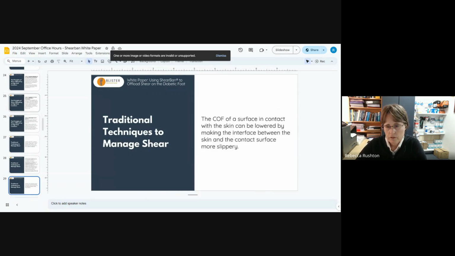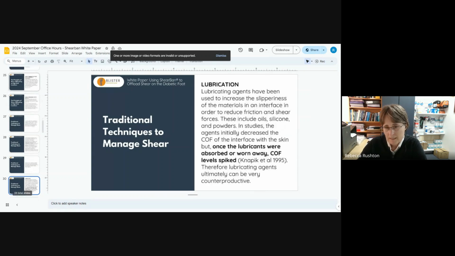The coefficient of friction of a surface in contact with the skin can be lowered by making the interface between the skin and the contact surface more slippery. Lubricating agents have been used to increase the slipperiness of materials at an interface in order to reduce friction and shear forces. These include oils, silicons, and powders. In these studies, the agents initially decreased the coefficient of the interface with the skin, but once the lubricants were absorbed or worn away, the coefficient of friction levels spiked. Therefore, lubricating agents ultimately can be counterproductive.